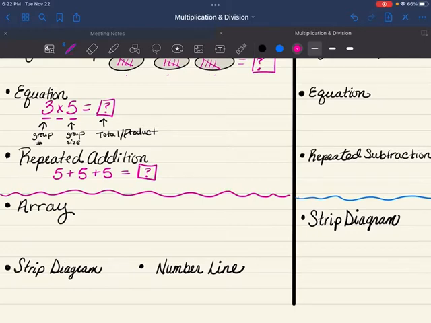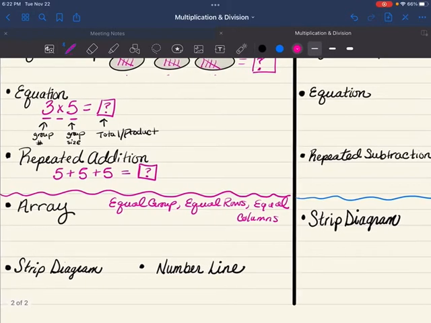So an array. Whenever we say array, we say equal groups, equal rows, and equal columns. It has to have all 3 in order for it to be an array. If you're a parent and your kid is in one of my classes, then just go to them and say, ready, array, and they will show you a whole hand movement and motions that goes with that.